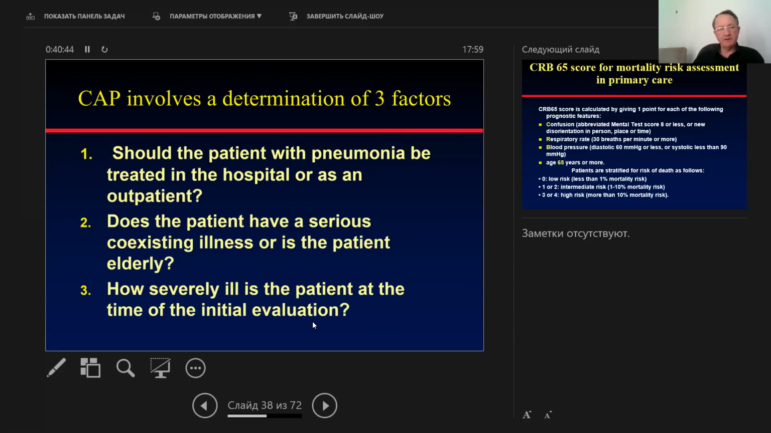And after clinical examination and analysis of complaints, anamnesis morbi and vitae, clinical signs, and X-ray investigation and other investigation, we confirm that the patient has pneumonia. We should put 4 questions before you as a physician. First question, should the patient with pneumonia be treated in hospital or as an outpatient? Second question, does the patient have a serious coexisting illness or is the patient elderly? And how severely ill is the patient at the time of the initial evaluation?